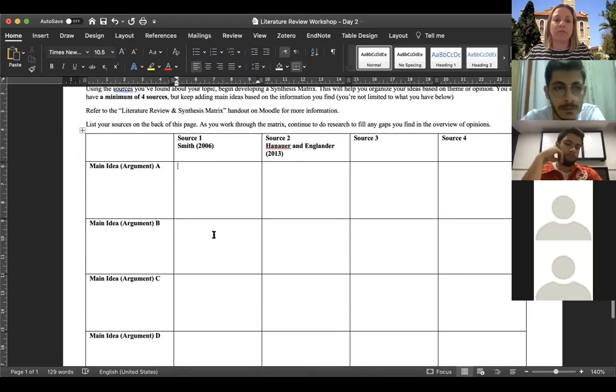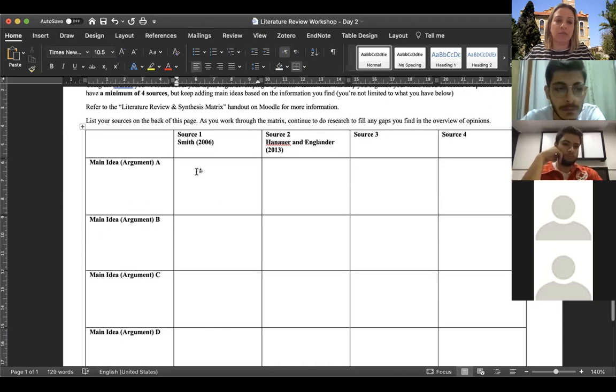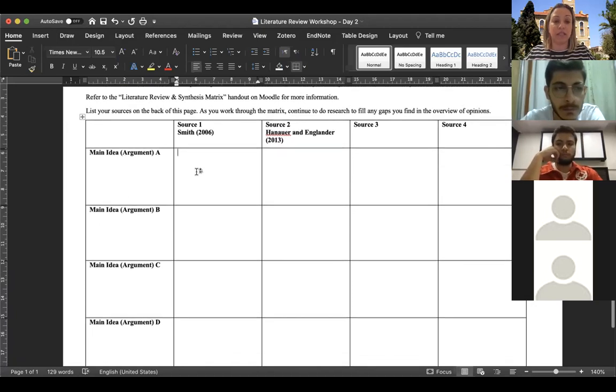And where do you find these main ideas? Most of the time you can find them in the abstract, and most of the time you can find them in the discussion, like the results that they have come up with, etcetera, etcetera.